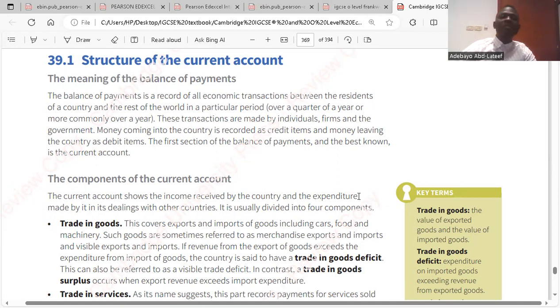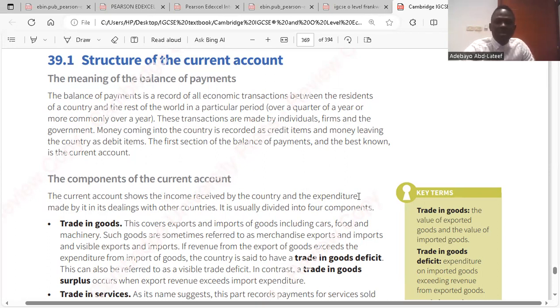So when we talk about balance of payment, basically we're talking about economic transactions between countries. So these transactions, how is it done? Transactions are done not just for individuals. Government is part of the transaction. Firms are part of the transaction. So all in all, the total economic transaction, which involves individuals, firms, governments, with the rest of the world, is called balance of payments, the record. I think that is clear.